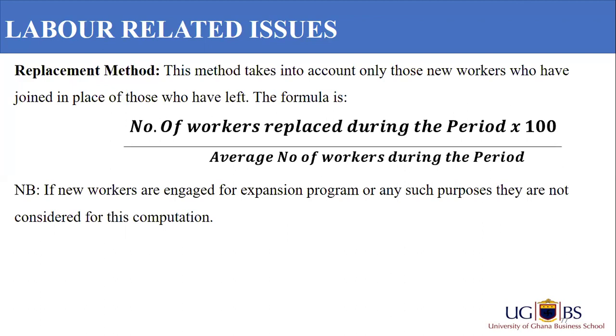Replacement method. This method takes into account only those new workers who have joined in place of those who have left. So it is computed as the number of workers replaced during the period times 100 over the average number of workers during the period. If new workers are engaged for an expansion program or any such purpose, they are not considered for this computation.